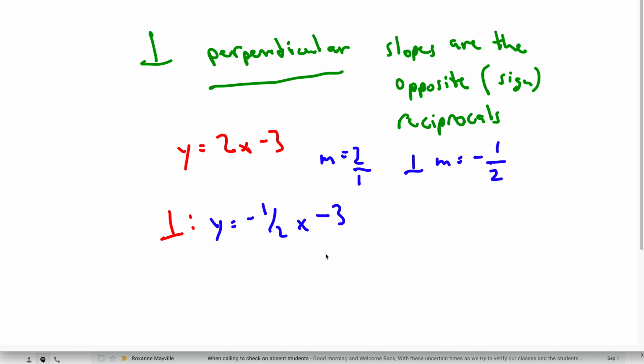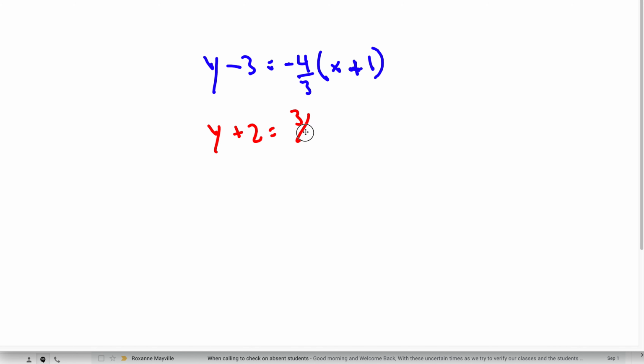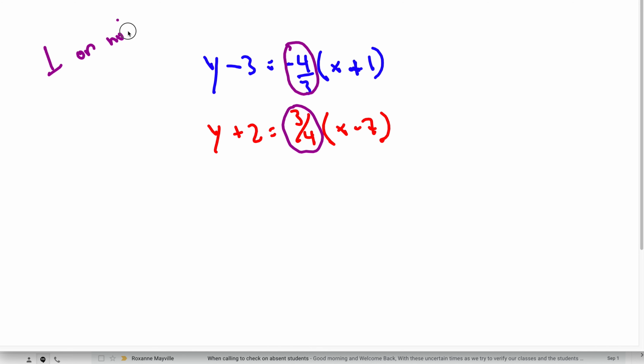Now, oftentimes when you're talking about perpendicular, it's recognizing when two lines are perpendicular. So if you have two lines, let's say you have y minus 3 equals negative 4/3 x plus 1, right? That's point slope form. Let's see, another line, y plus 2 equals 3/4 x minus 7. You can ignore everything except the slope, because you're being asked, are these perpendicular or not, right?